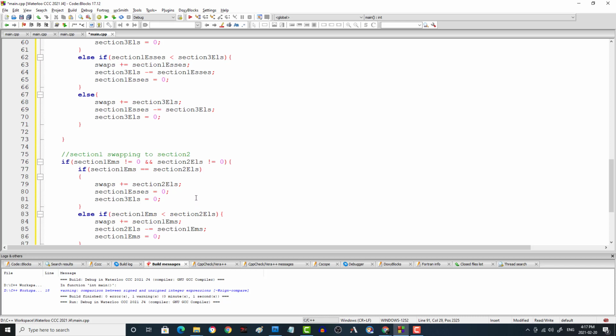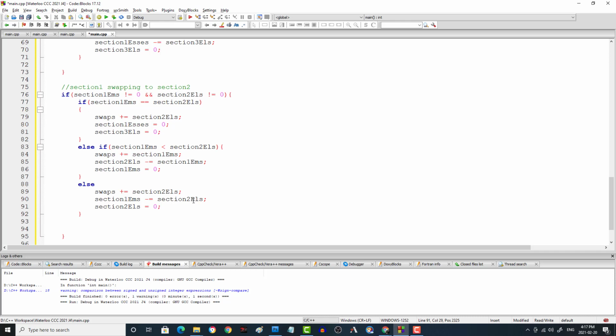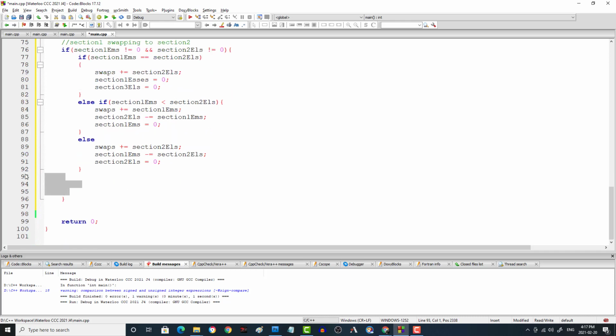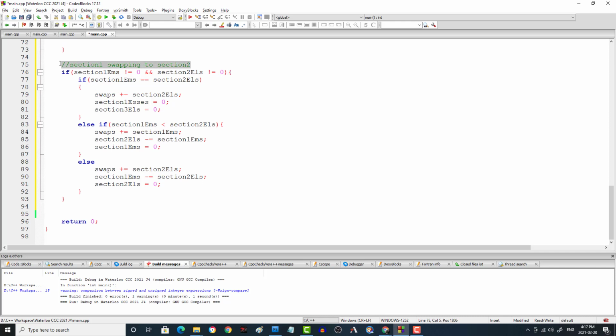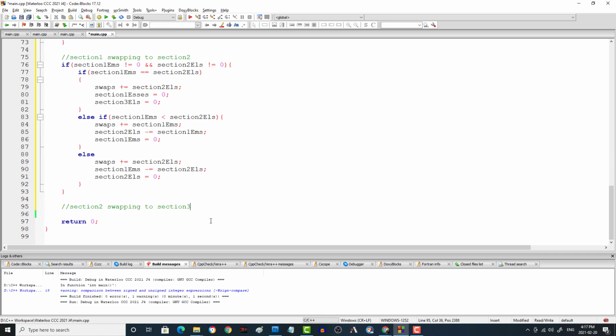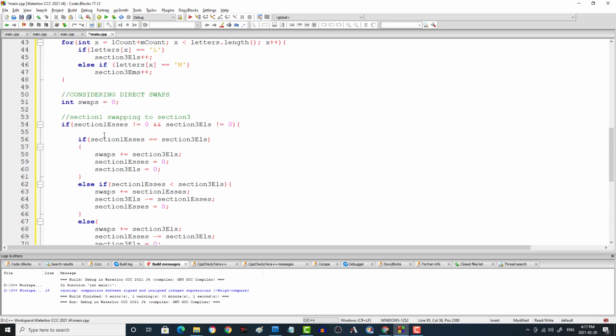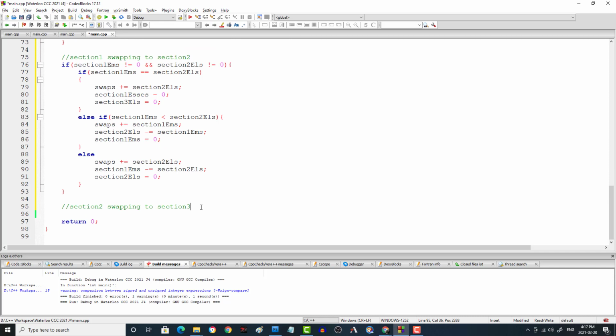Now we have to do this for all the different sections, but it seems like this is a lot of work. The next thing we're going to do is swap for section 2. Now, we don't need to swap section 2 with section 1 because we already did that right up here. So we can just go section 2 with section 3. When we get to section 3, we have already done 2 with 3, we're doing it right now, and we have also done 3 with 1 over here. So this is actually the last section we need to write.